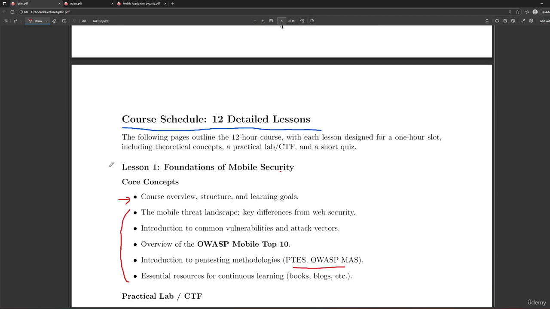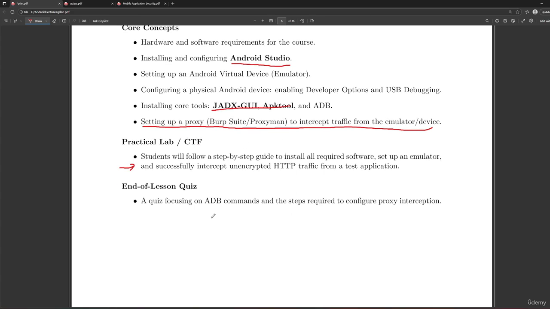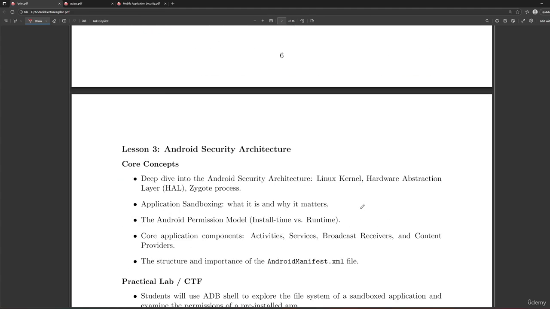And this is lesson number 1. In lesson number 2, we will be building a penetration testing lab. So we will be setting up some Android Studio emulators. We will be setting up JADX, APK tool, and so on. Although the proxy setup can be done here, we will be doing that in the dynamic section. And like I said, the labs are optional for you, and we will do the quiz. Then it will be a theoretical lesson, mostly theory.